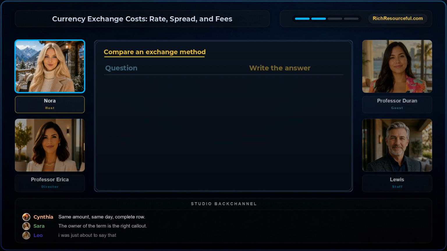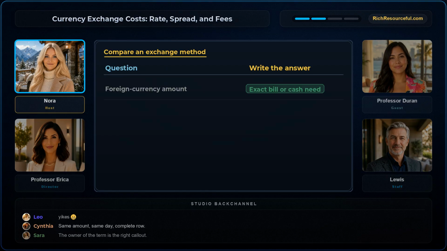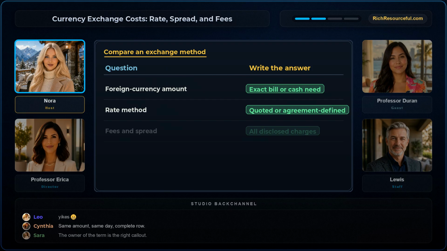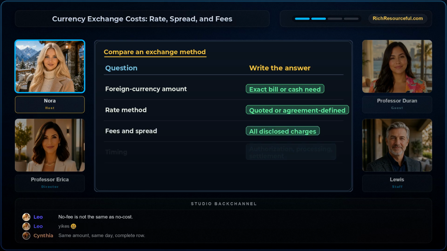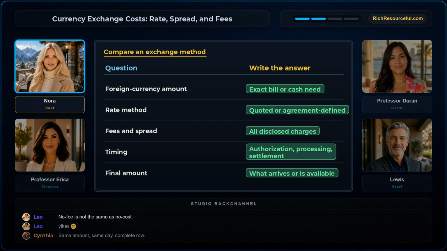Let's do a neutral worksheet, not a recommendation. Imagine you need to pay a stated foreign currency bill. Put the bill amount in one column, then ask each provider for its rate or rate method, every fee, when it locks the price, cancellation terms if relevant, and the amount the recipient receives. Compare the completed rows. That's far more useful than asking which logo has the friendliest ad.